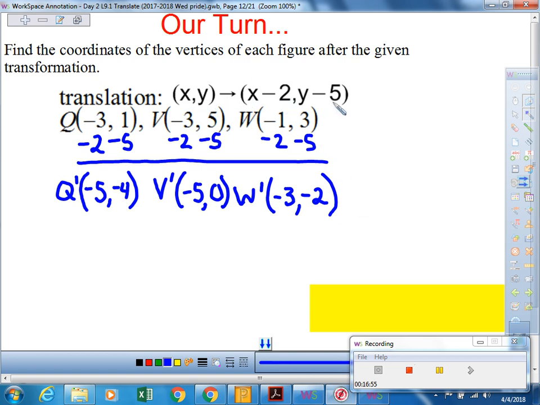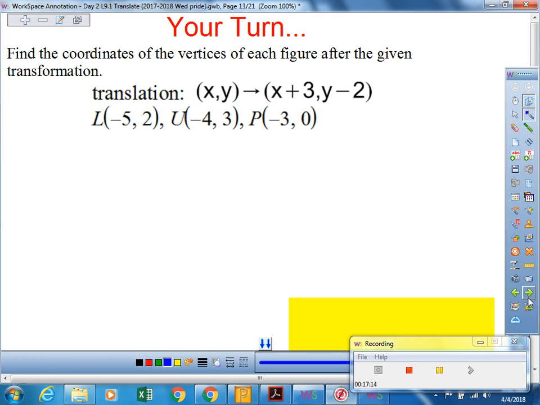If they gave you the rule in words, all you would have to do is translate it to the algebraic and say, am I adding or subtracting? Okay? Try that one out.